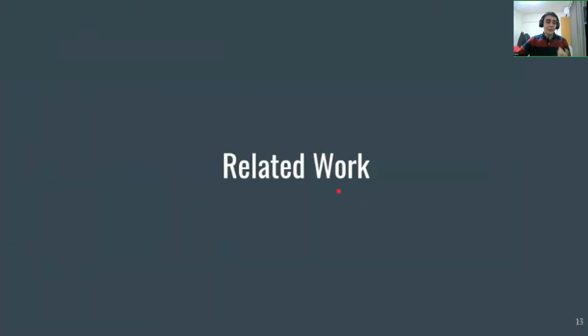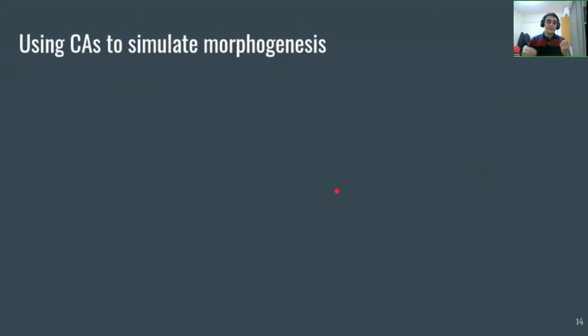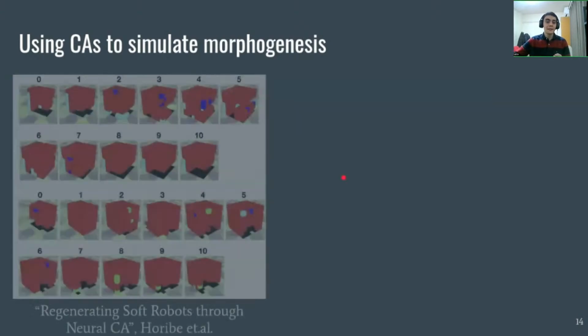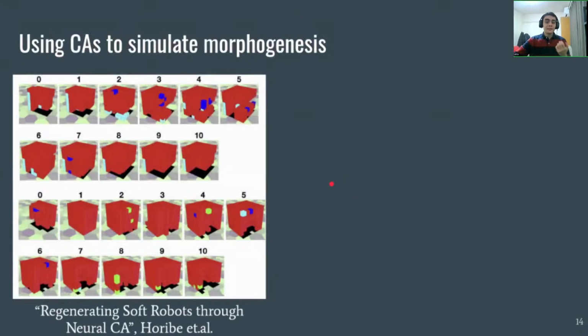Next, let's talk about some works that are related to my research. Since each cell of the cellular automata has its own information about the cells that are close to it, this model can be used to simulate the process of morphogenesis. Here are 2 examples. The first one is called regenerating soft robots through neural cellular automata. And the researchers used cellular automata to, as the title suggests, regenerate the robots. They were able to cut these simulated robots in half, and they would grow again.